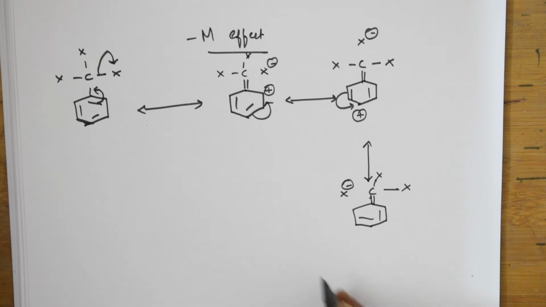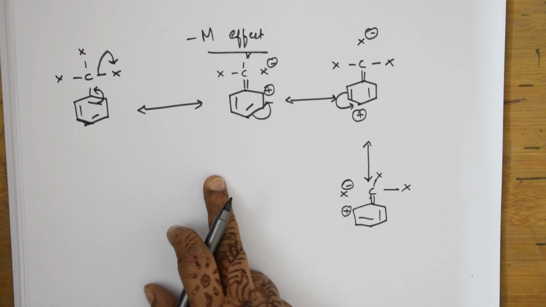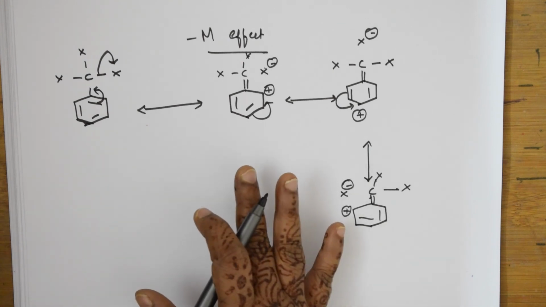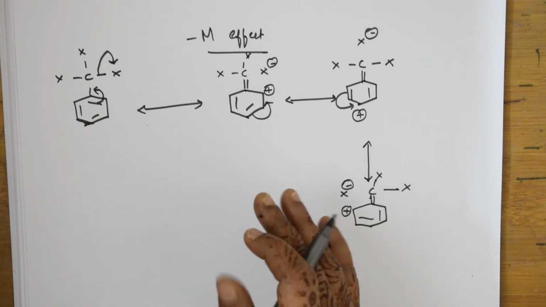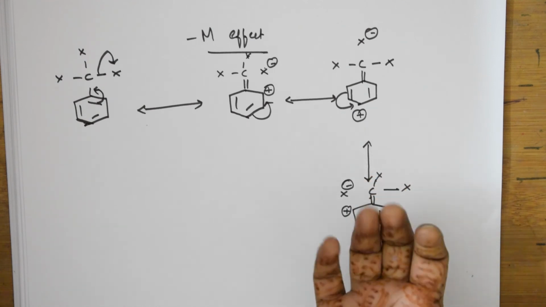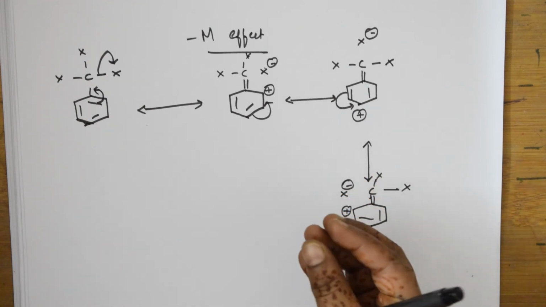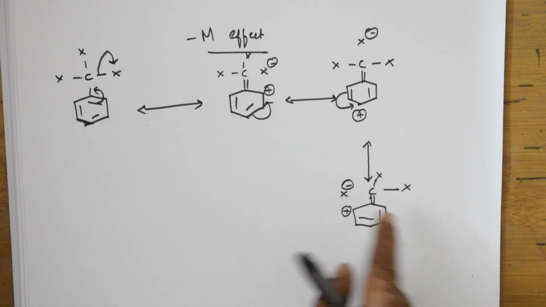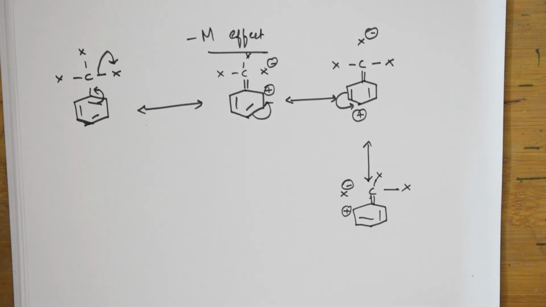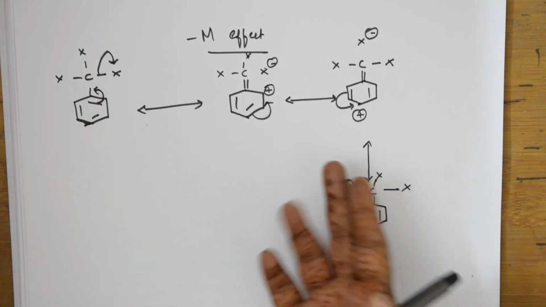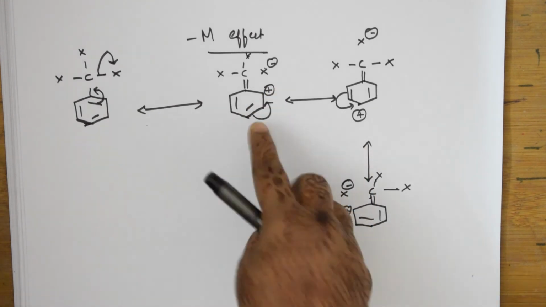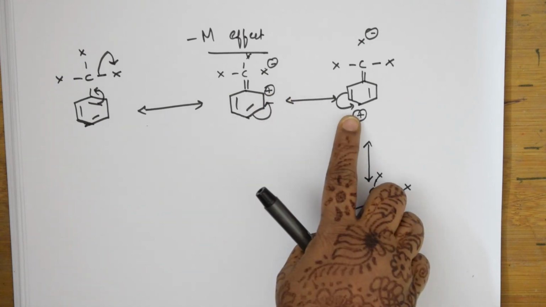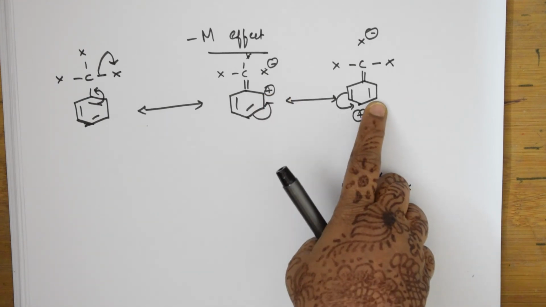Right. So when such groups are attached, they decrease the electrophilic substitution, that is, they are ring deactivating, and they are also meta directing groups. Because of this, they decrease the electron density at the ortho and para positions. See here, at the ortho and para positions, the electron density is less, the electron cloud formation is less. So it will automatically direct to the meta position.